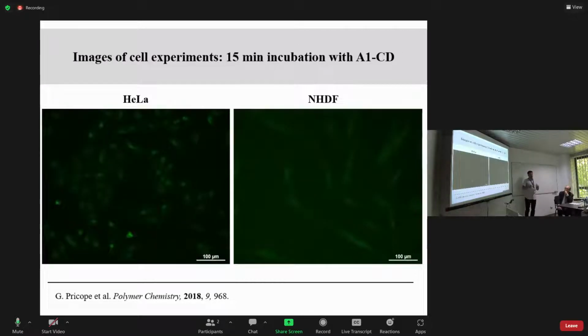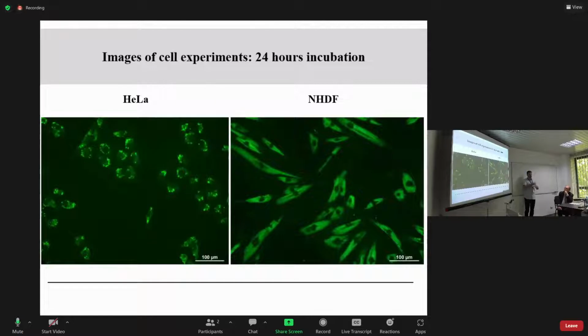Again, these two cell lines were treated with inclusion complexes, and after 15 minutes we observed that indeed the compound did penetrate inside the cell and accumulated in the cytoplasm, but the very great effect came after 24 hours of incubation. The same cells showed a completely different picture the next day. They were much brighter, and besides the brightness, we could observe in both cell lines specific accumulation within the cytoplasm.